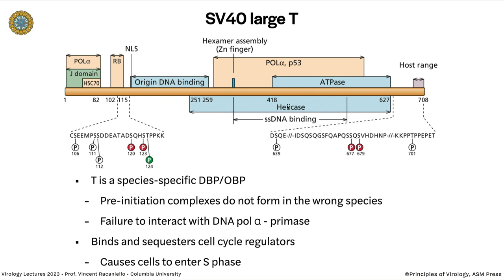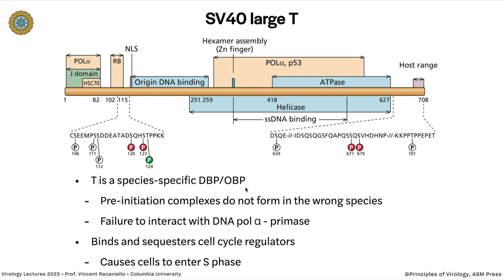Here's the sequence for helicase activity. Here is a sequence for binding Pol alpha, one of the polymerases involved in DNA synthesis. And here is a sequence that binds RB protein, retinoblastoma protein, whose role we're going to talk about in a moment. Now, we call SV40 large T a species-specific DNA binding protein or origin binding protein. Means the same thing to us.